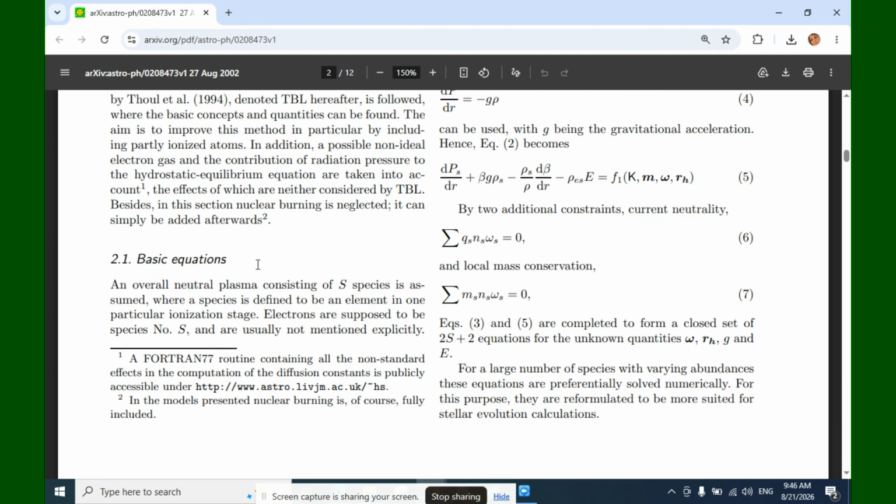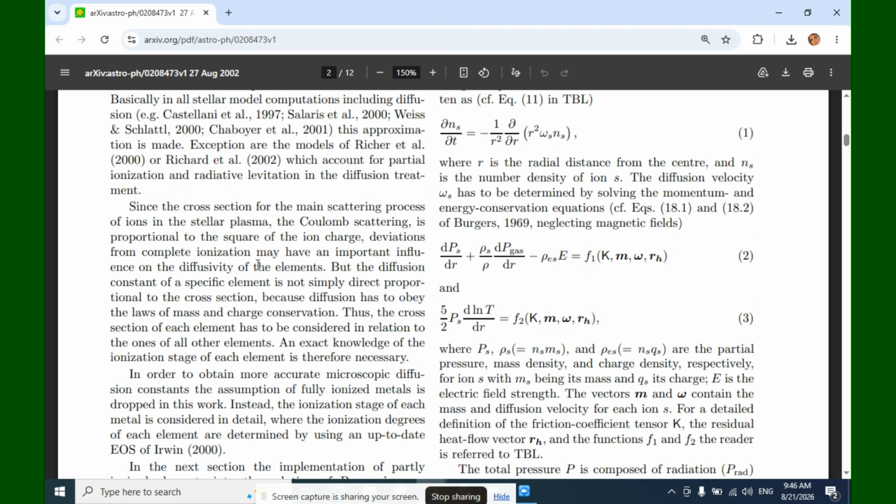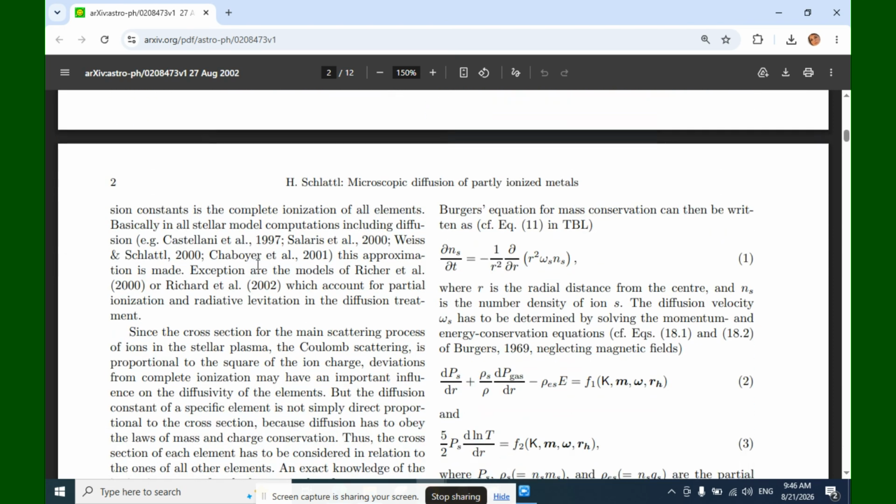The next section is 2.1, Basic equations. A natural plasma consisting of S species is assumed, where a species is defined by an element in one particular ionization stage. Electrons are supposed to be species number S and are usually not mentioned explicitly. Burgers' equation for mass conservation can then be written as these equations in 11. But here we have it.